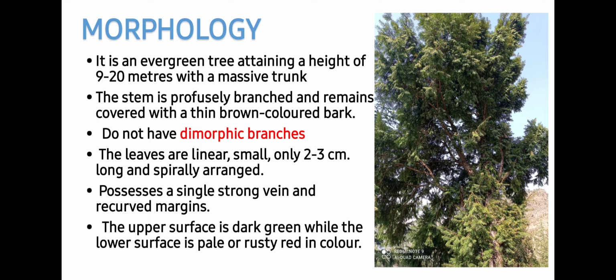The stem is profusely branched and remains covered with a thin brown colored bark. It does not have dimorphic branches as seen in Pinus. The leaves are linear, small, only 2 to 3 cm long and spirally arranged. It possesses a single strong vein and recurved margins. The upper surface is dark green while the lower surface is pale or rusty red in color. Students, here are some images which are captured from the Janjali area of the Mandi district.